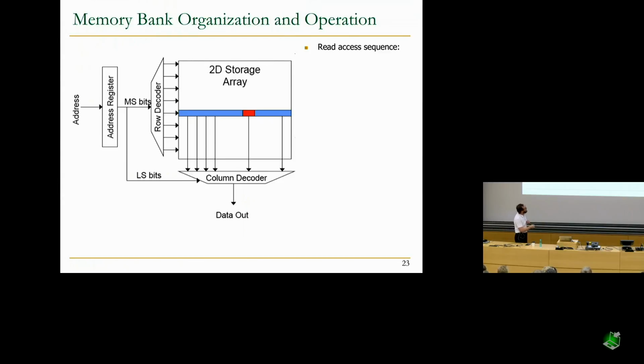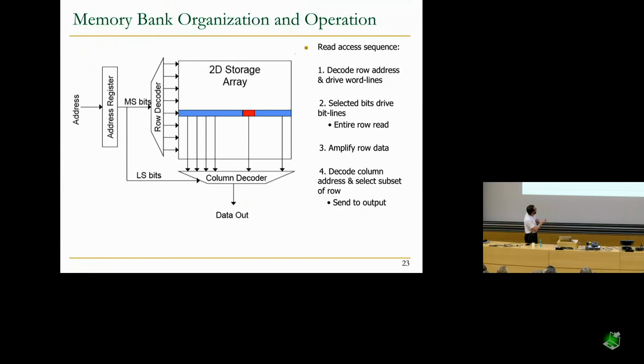You decode the row address, which drives the word line. Actually, that should be a single word line when you decode the word address. The selected bits drive the bit lines, all of them over here in the same row. The entire row is read. You amplify the data of the row, and the amplification is different depending on the technology. You decode the column address using the column decoder and select a subset of the row to send to the output. And then at the end of this, you need to pre-charge the bit line for the next access to be able to determine what the value of the next access should be.